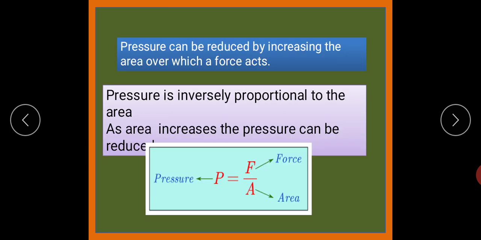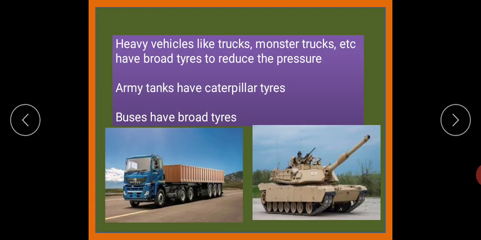Now the other case. Pressure can be reduced by increasing the area over which a force acts. Now we know that pressure is force upon area. So if you increase area, the pressure will decrease, as pressure is inversely proportional to the area. Right? Heavy vehicles like trucks, monster trucks, etc., have broad tires to reduce pressure. They are very heavy objects. They create a lot of pressure on the road. But with broad tires or more number of tires, they reduce the pressure on the road.